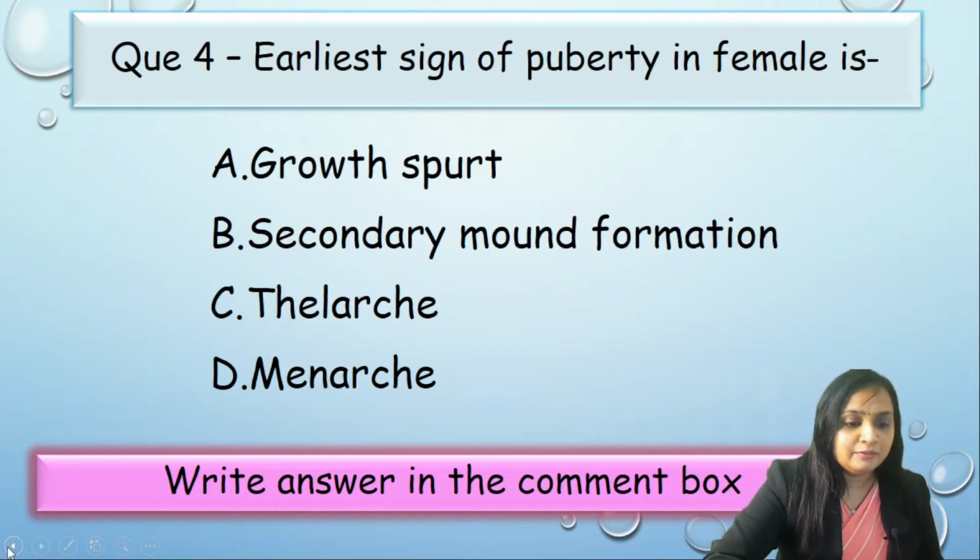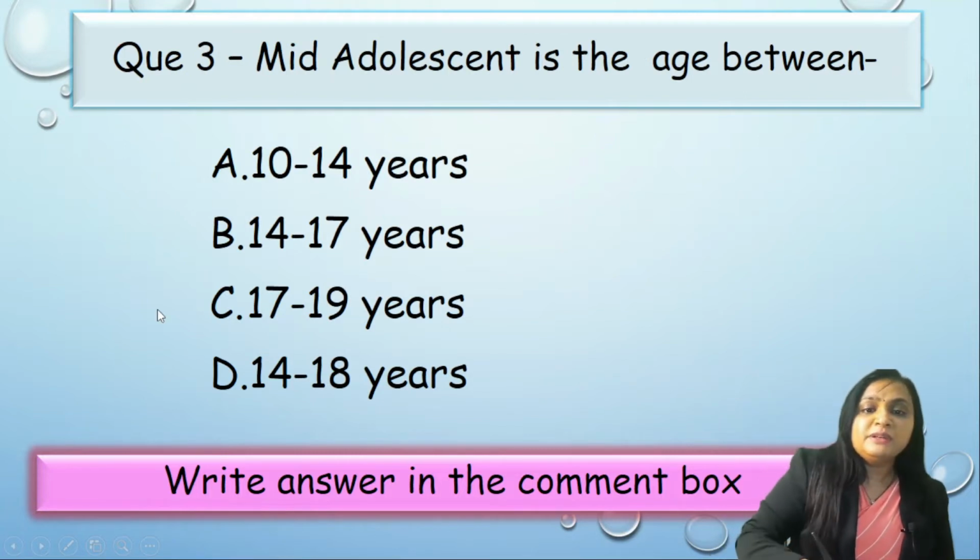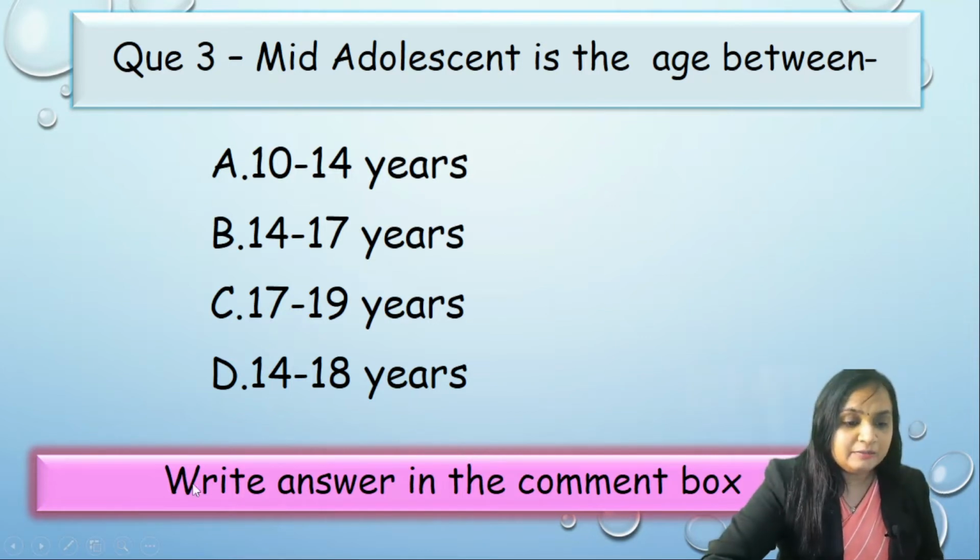Question number 3. What is mid-adolescent age? A, 10 to 14, B, 14 to 17, C, 17 to 19, or D, 14 to 18.